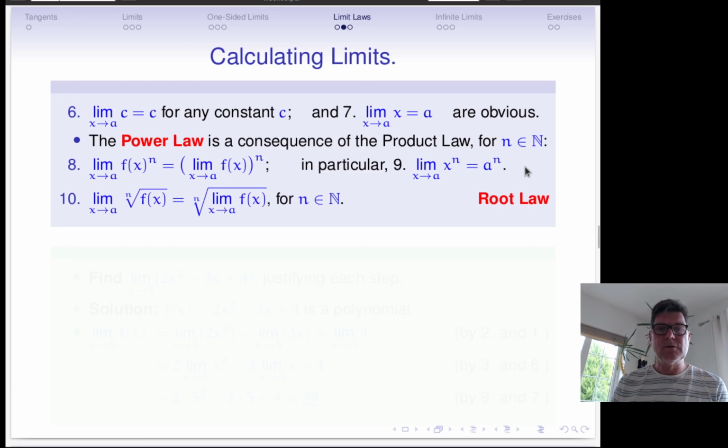And the final one on this list is the root law, which says that the limit as x approaches a of the nth root of f of x is the nth root of the limit as x approaches a of f of x, if that limit exists, of course, and if the nth root of that limit exists.